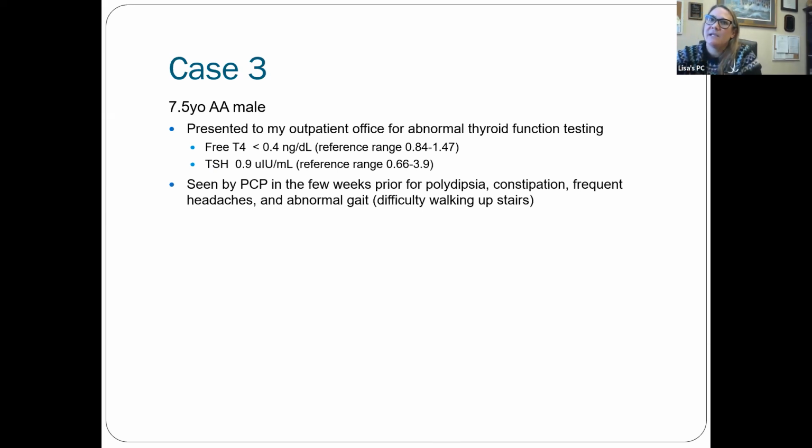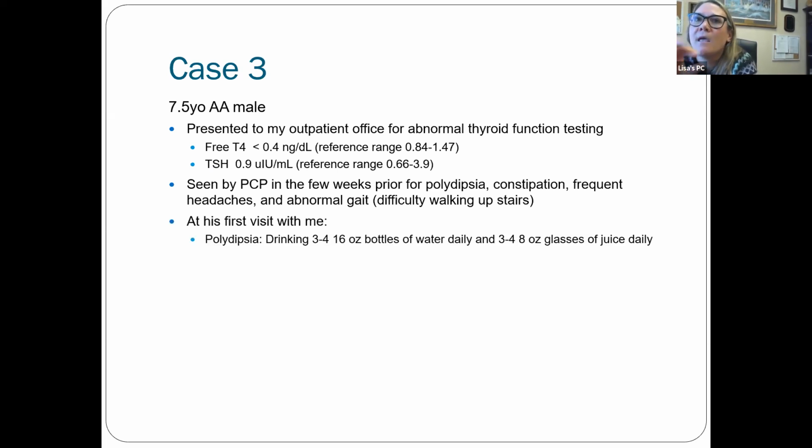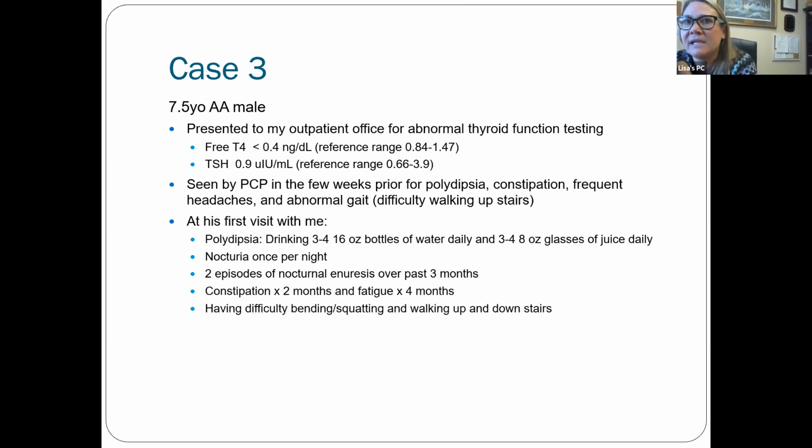He had been seen by his PCP a few weeks earlier for drinking more, constipation, a lot of headaches, and he was having difficulty walking upstairs and was otherwise a normal kid before this. So his first visit with me, he did have polydipsia. He was drinking a lot, not just on history, but actually when you quantified it. He had new onset nocturia once a night and had a couple episodes of nocturnal enuresis, whereas previously that wasn't an issue for him. Constipation, fatigue, and he was having problems bending, squatting, and walking up and down stairs. So basically proximal muscle weakness.